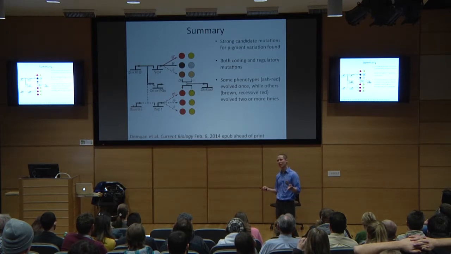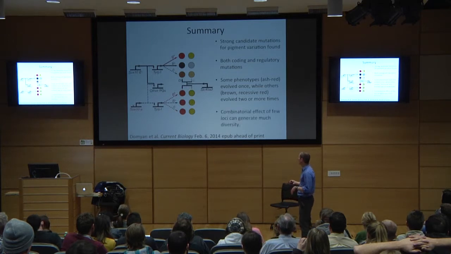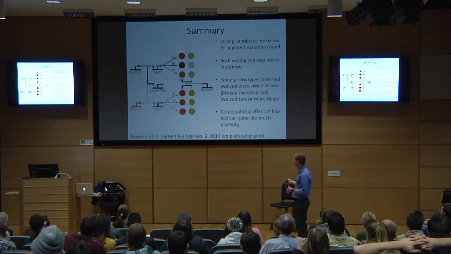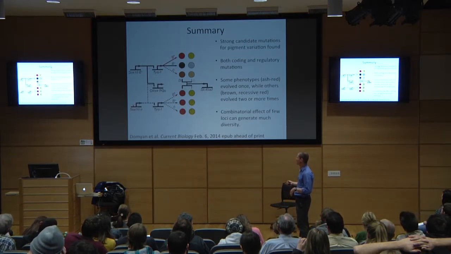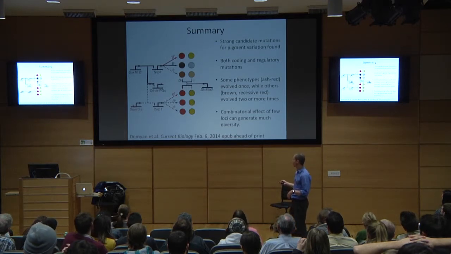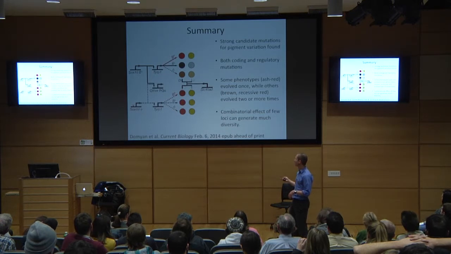There's one main origin of small body size in all the different dog breeds out there. And as I mentioned, we can see that the combinatorial effect of just a few loci can generate a lot of diversity. And so I do want to point out that most of what I've talked about today came out of a paper that's hot off the presses in Current Biology last Thursday. So check it out if you're interested.